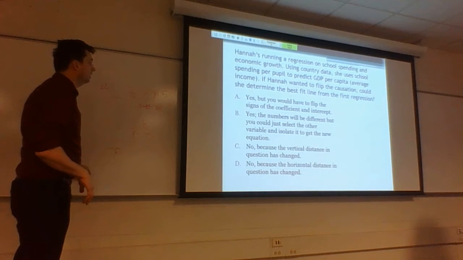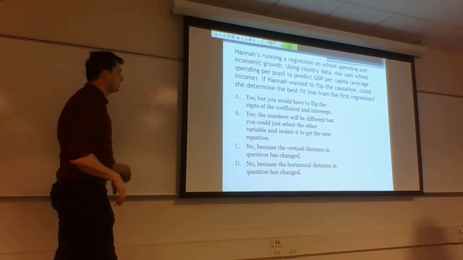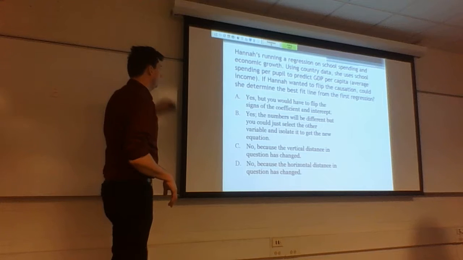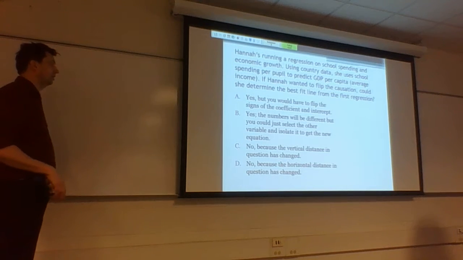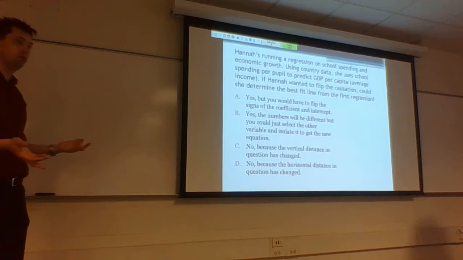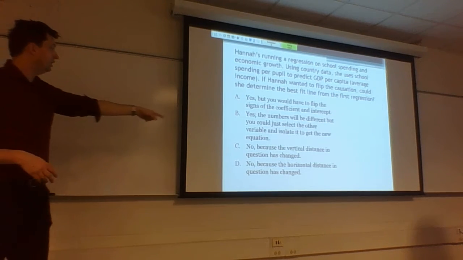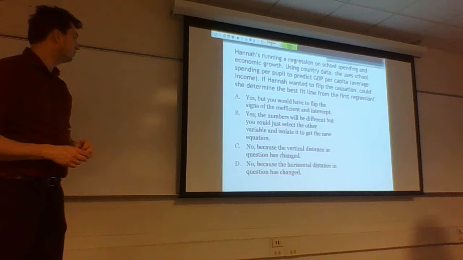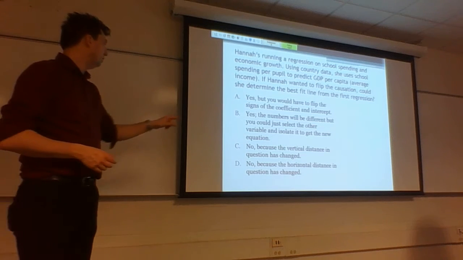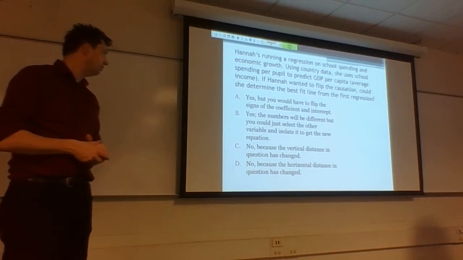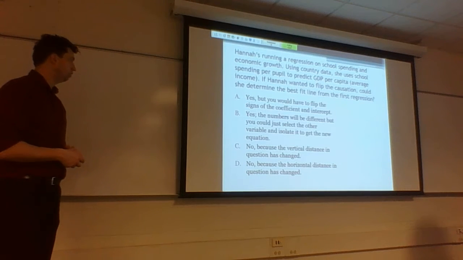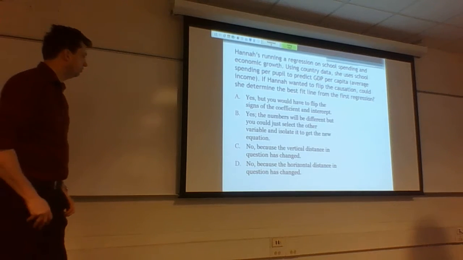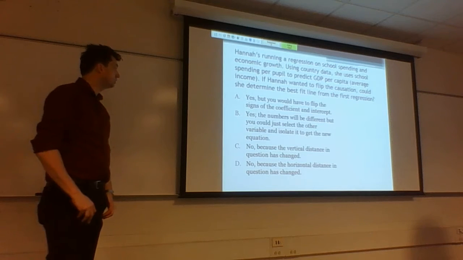A, yes, but you would have to flip the signs of the coefficient and intercept. B, yes, the numbers will be different, but you could just select the other variable and isolate it to get the new equation. C, no, because the vertical distance in the question has changed. Or D, no, because the horizontal distance in the question has changed. Which of these is correct?